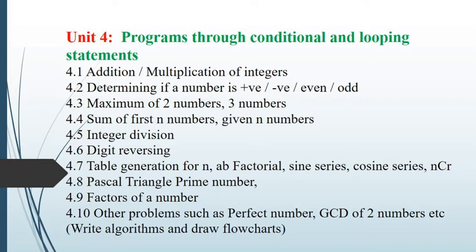4.7, table generation for n numbers, factorial, sine series, cosine series, LCM, Pascal triangle, prime number, factors of numbers, and other problems such as perfect numbers, GCD of two numbers, etc. For all of these, write algorithms and draw a flowchart in this unit number 4. This is a programming chapter.